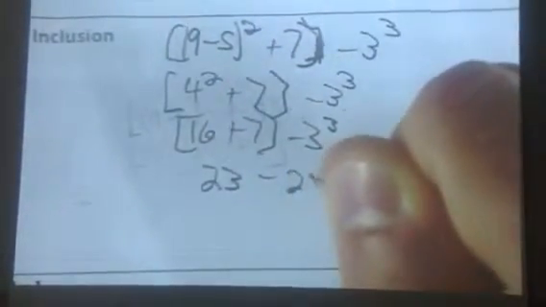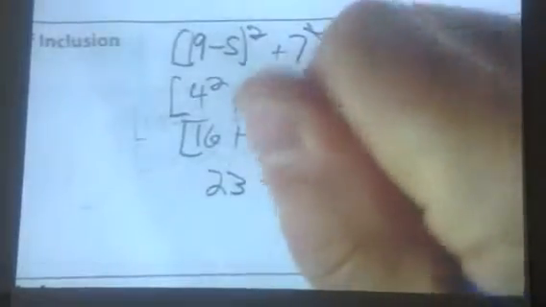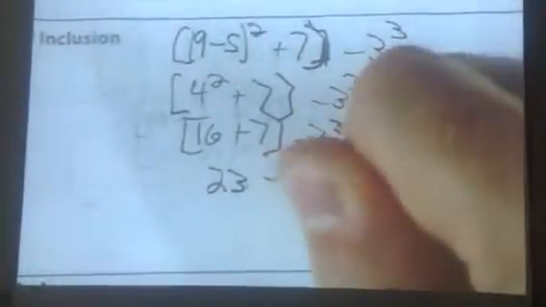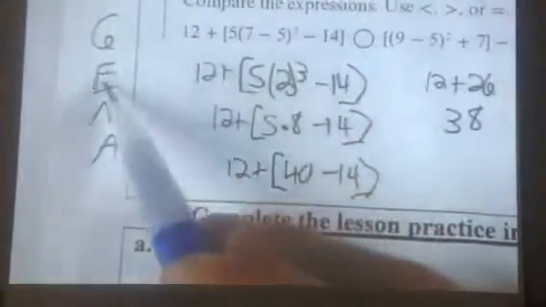Okay, 4 squared. I've got an exponent. I've got addition. So I've got to do that exponent first. 4 squared is 16 plus 7. I've still got this inside a bracket. 16 plus 7 gives me 23 minus 3 cubed. Now, I've got subtraction and I've got exponent. Which one of those comes first? Okay, well, grouping symbols, exponent. So let's go ahead and do my exponents. 3 cubed is 27.